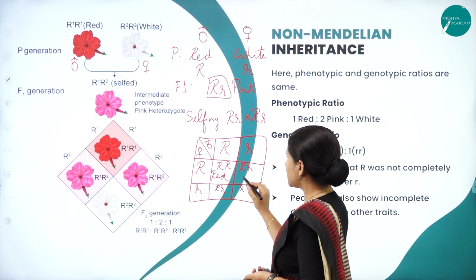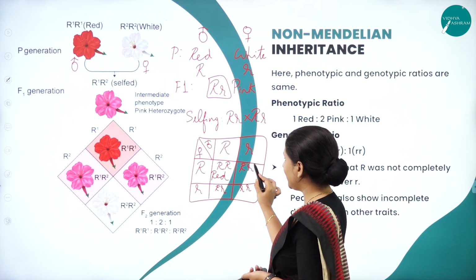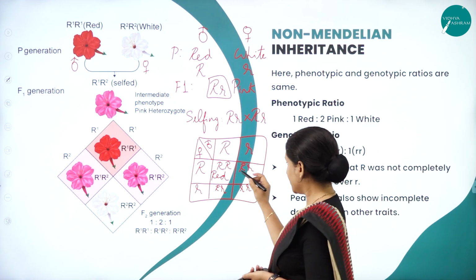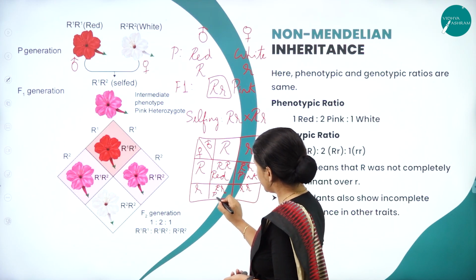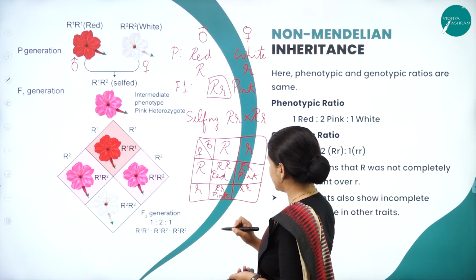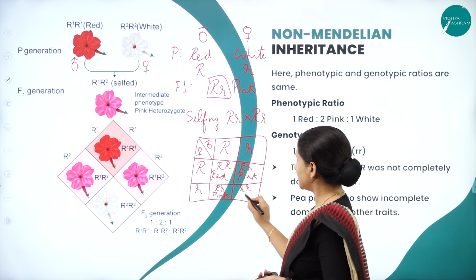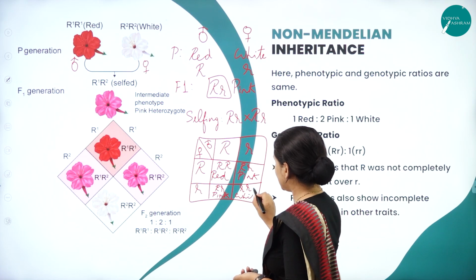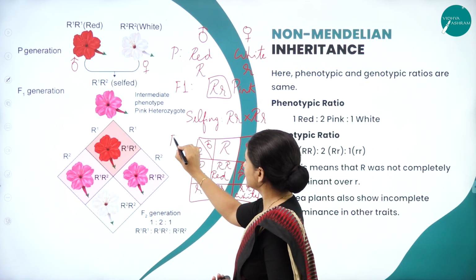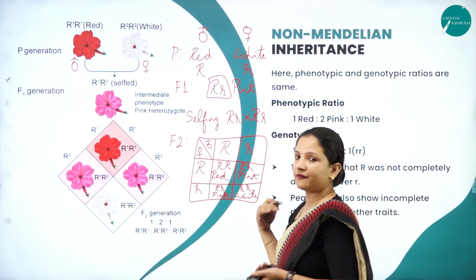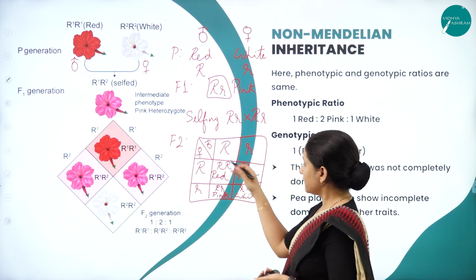Now here, intermediate. This capital R cannot completely dominate the recessive r. So it will produce pink flowers. This also will produce pink flowers. Now this is small r, it will be small r. It is nothing but white flowers itself. Next, what did we get here? This is the F2 generation. After selfing between the F1 generation, we got this.